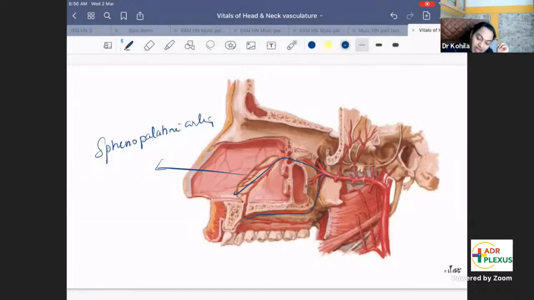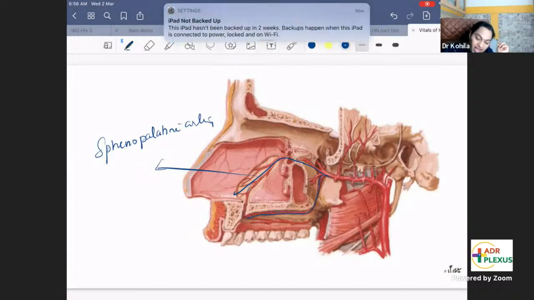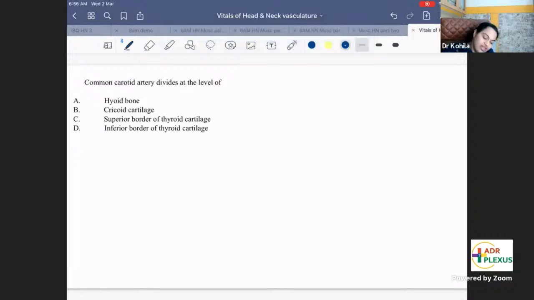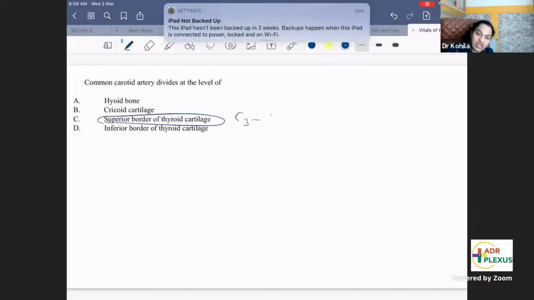So the greater palatine artery goes beneath the hard palate. You can see here the incisive foramen and anastomosis with the sphenopalatine artery. It traverses in the groove of the vomer. Yes, they've asked this. Can you tell me? Common carotid artery divides at the level of vertebral level C3 to C4.